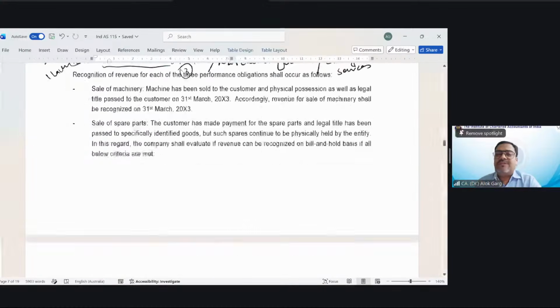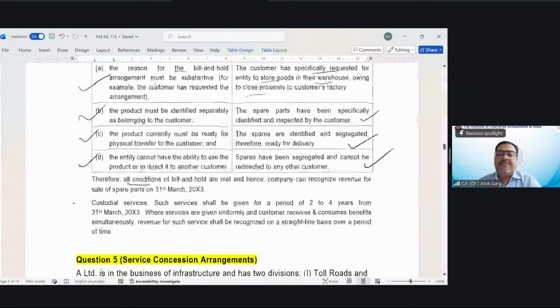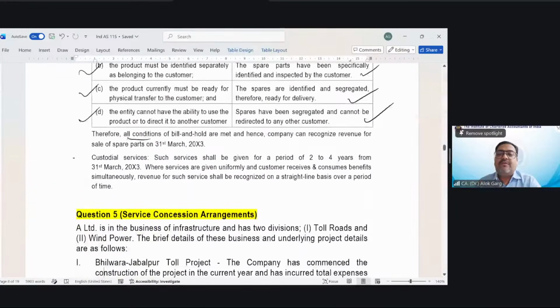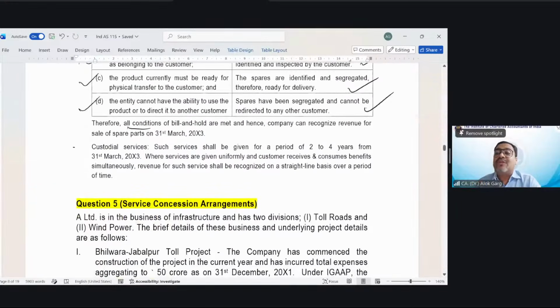I hope this question is clear to all of you, my dear friends, right? And whatever amount comes, the revenue has to be recognized at a point in time for what? For machine and spare parts. But for custodian services, storage services, warehouse services, it is 2 to 4 years. So it has to be recognized over a period of time.